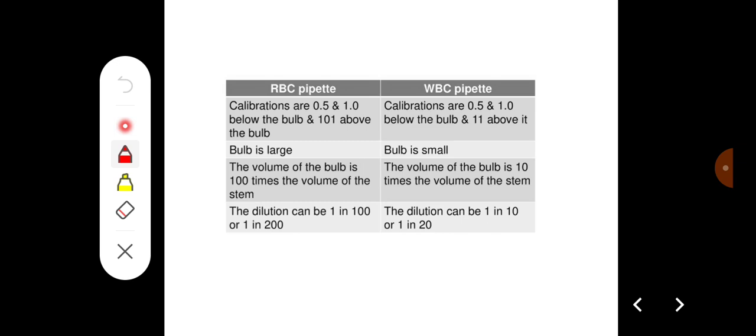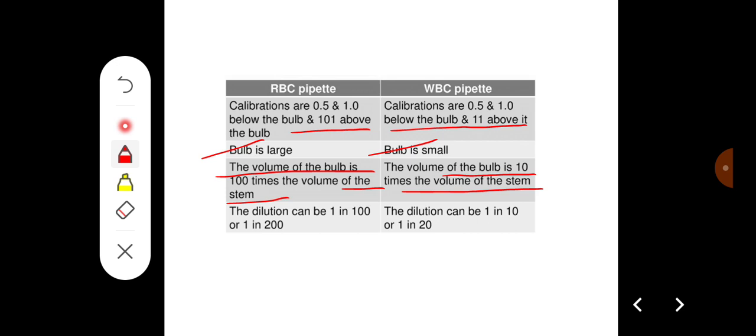These are some of the differences between the RBC pipette and the WBC pipette. Calibrations in the RBC pipette are 0.5 and 1 below the bulb and 101 above the bulb, whereas calibrations in the WBC pipette are 0.5 and 1 below the bulb and 11 above it. The RBC pipette bulb is large, and the bulb is small in the case of the WBC pipette as we require lesser dilution. The volume of the bulb is 100 times the volume of the stem in the RBC pipette, whereas the volume of the bulb is 10 times the volume of the stem.